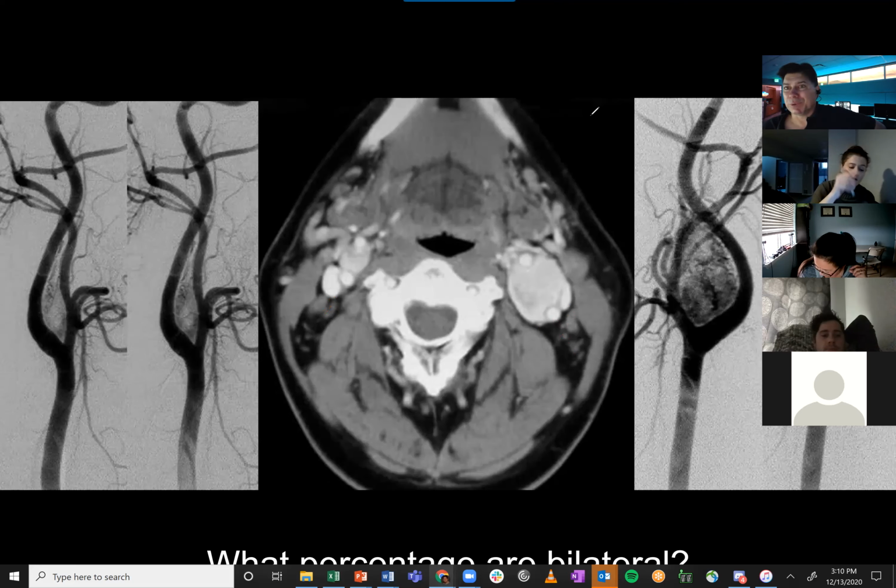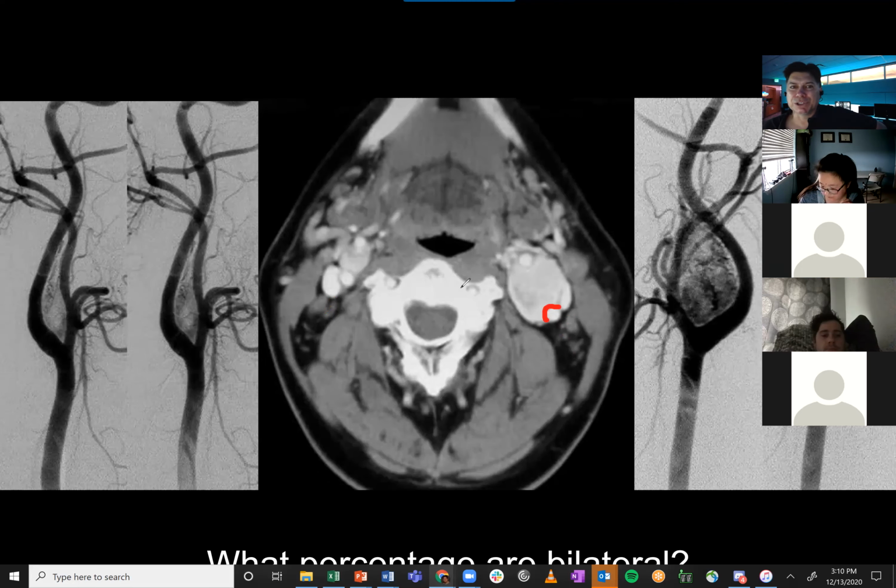If it goes all the way around the ICA, it's harder for them to cut out without the patient having a bad outcome. So if you ever have a carotid body tumor, try to mention how far around the ICA the lesion goes. And if you see one, go and look at the other side to see if it's bilateral. So that's a key point: bilateral carotid body tumors, 10 to 15% bilateral.